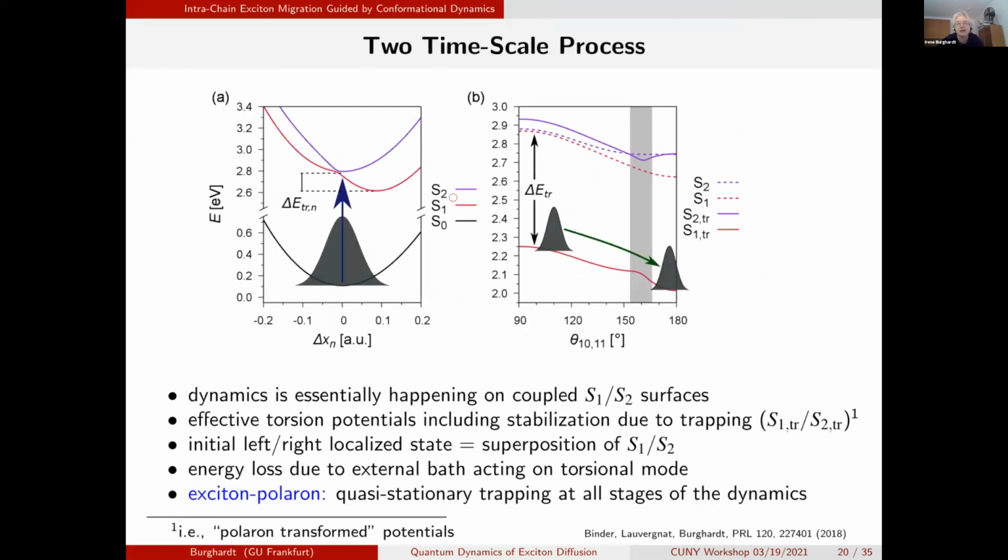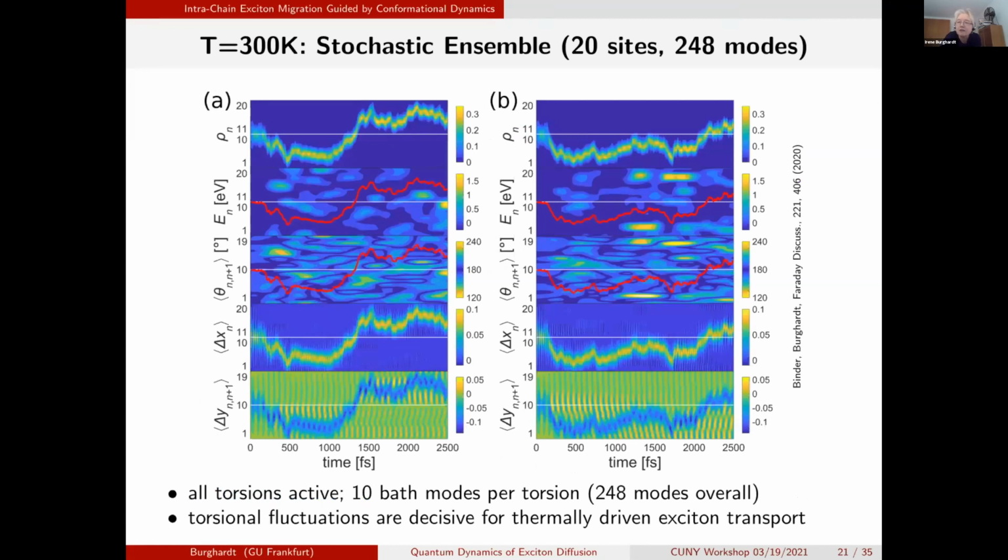And so it's a two timescale process where we have the shortest timescale where the trapping is happening. The high frequency modes are going to adapt to the position of the exciton. And then we have this trapped species, the exciton polaron, that is going to more or less adiabatically follow the torsion.